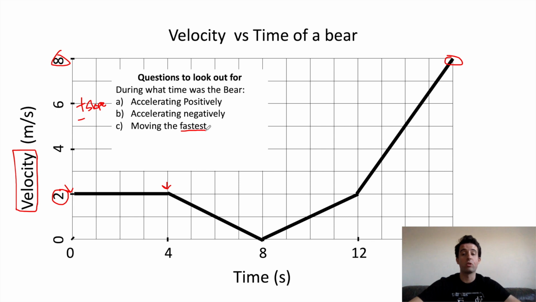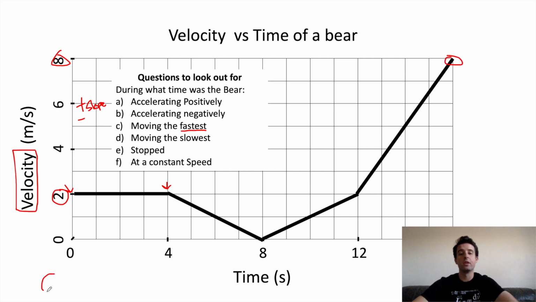We're also going to ask you a question: what time was he moving the fastest? Finding that answer is going to be different than it was in the displacement versus time graph. Same thing with moving the slowest. For question E, what time was he stopped? Again, that's going to look different. And then lastly, F is when was the bear at a constant speed? So once again, go ahead and take a moment to answer these questions.